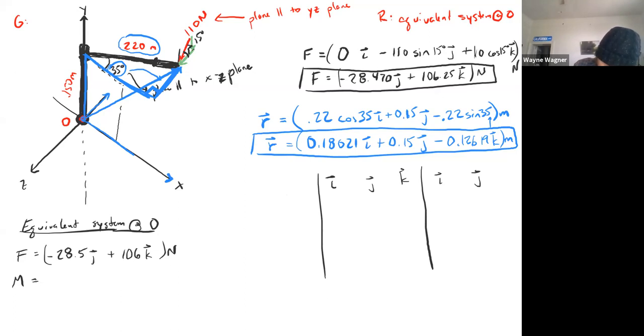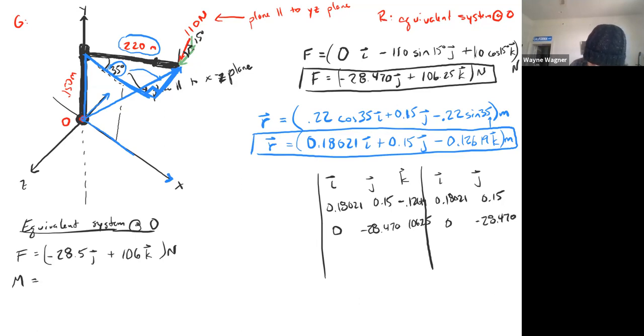So R goes first: 0.18021, 0.15, and negative 0.12619, then 0.18021, 0.15. Unfortunately, in this case, we don't have any zeros, which is really frustrating. Luckily, on the force, we do have some zeros, so that'll help us. So in the I direction, we get 0 and 0, which makes our lives a little bit easier. In the J, we'll get negative 28.470 and 106.25 and negative 28.470.